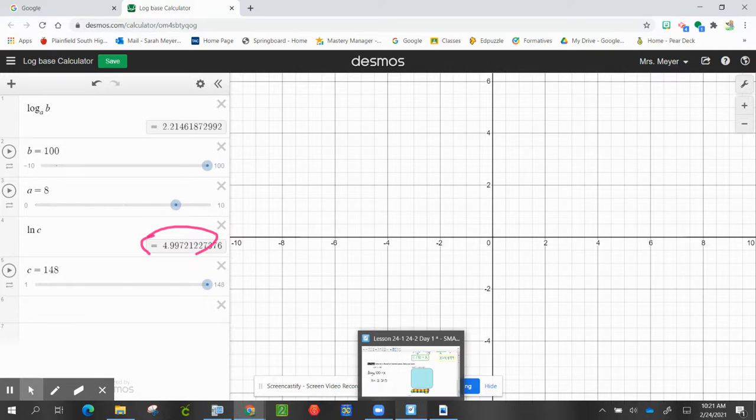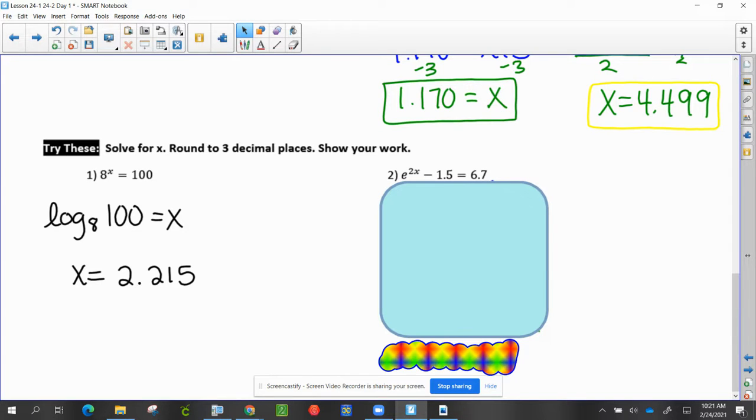All right, one last one. We have e to the 2x minus 1.5 is equal to 6.7. So start by moving that 1.5 over. To undo the e, make sure you use the natural log. Okay, and then solve for x. So go ahead and try 2, and then we're done for today.